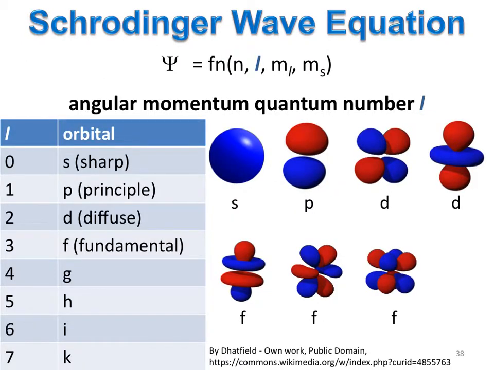For the different values of l, we get the different orbital shapes. When l equals 0, we get the s orbital, which has a spherical shape. The s does not stand for spherical, however, it stands for sharp.